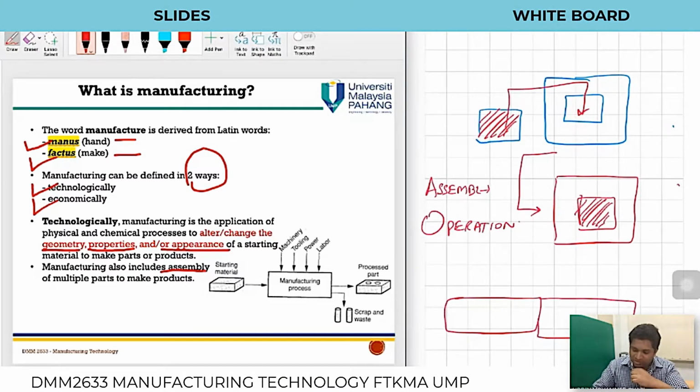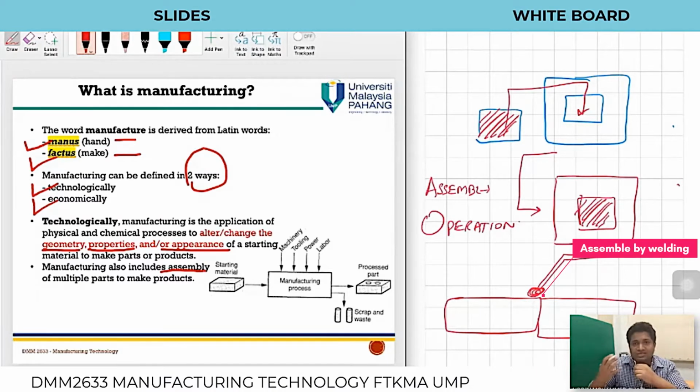I can do torch welding also. I can do a welding operation and I can join them. So that will be a permanent joint. Welding is a permanent joint. Okay, so I can do a permanent joint as well. If I have got screws inside, then these screws are called a non-permanent joint because I can remove them also.